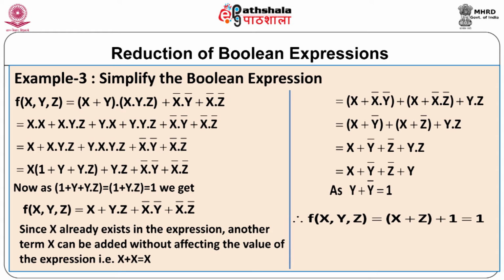So, finally, in the fourth line what you can see is a sum term with 4 variables. Further, y OR with y bar results in 1. So, what we can write is x plus z bar plus 1. So, anything OR with 1 results in 1. So, finally, the function is reduced to only binary number 1. These 3 examples prove that Boolean expressions can be simplified using rules of Boolean algebra.